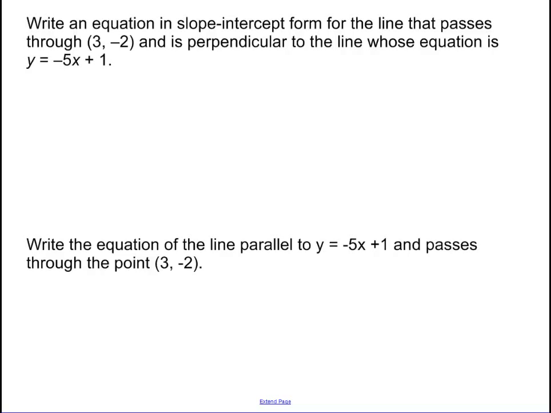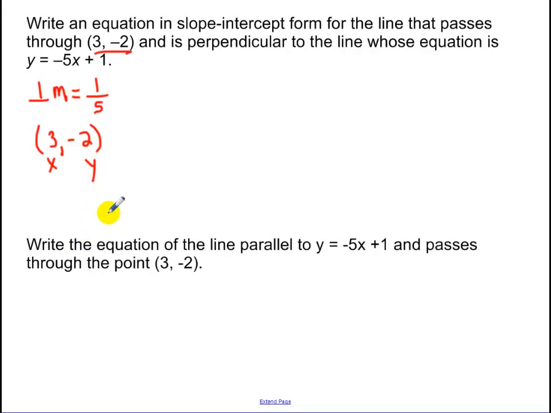Our next example. We're writing an equation in slope-intercept form for a line that passes through our point 3, -2, and is perpendicular to the line whose equation is y equals -5x plus 1. So our perpendicular slope is the opposite sign, so it's a positive 1/5 because it's the reciprocal. And then we have the point 3, -2, where this is x and this is y.